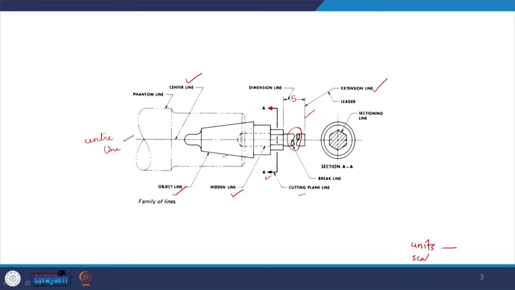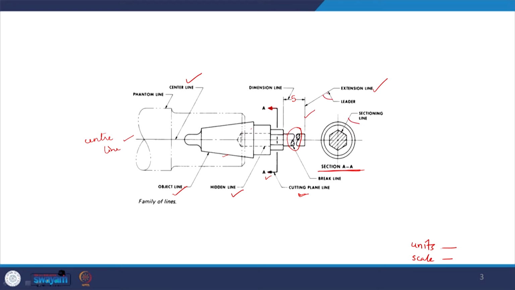The scale of the drawing will be mentioned in the title block. These are the common things. Also, the section which we receive when the object is cut is mentioned as section AA, which is the section seen when the object is cut at the plane AA, which is the cutting plane line. When we mark something, all these lines are called the leaders.